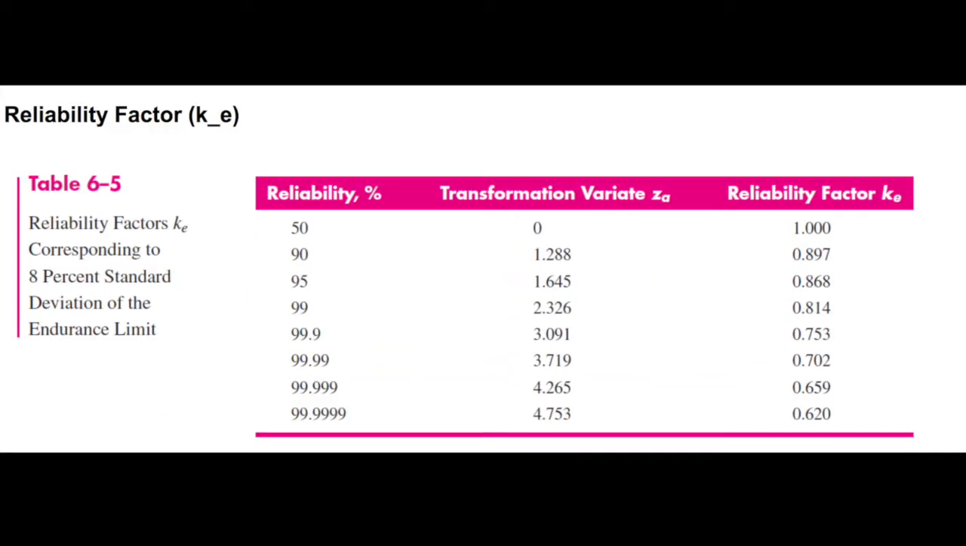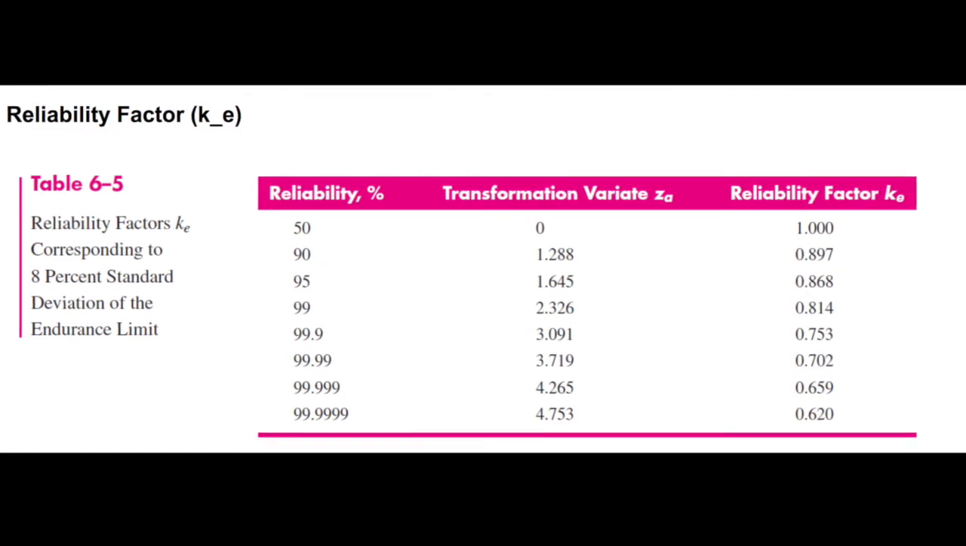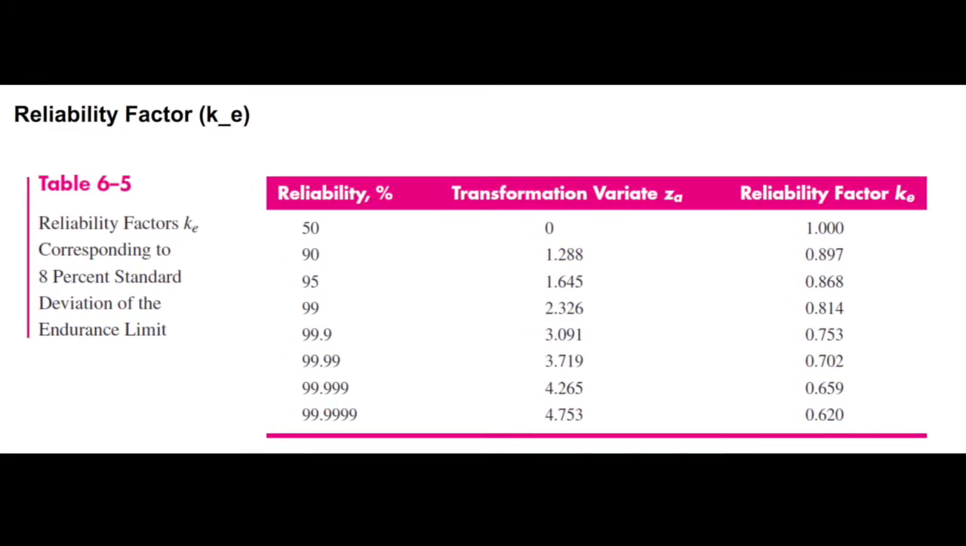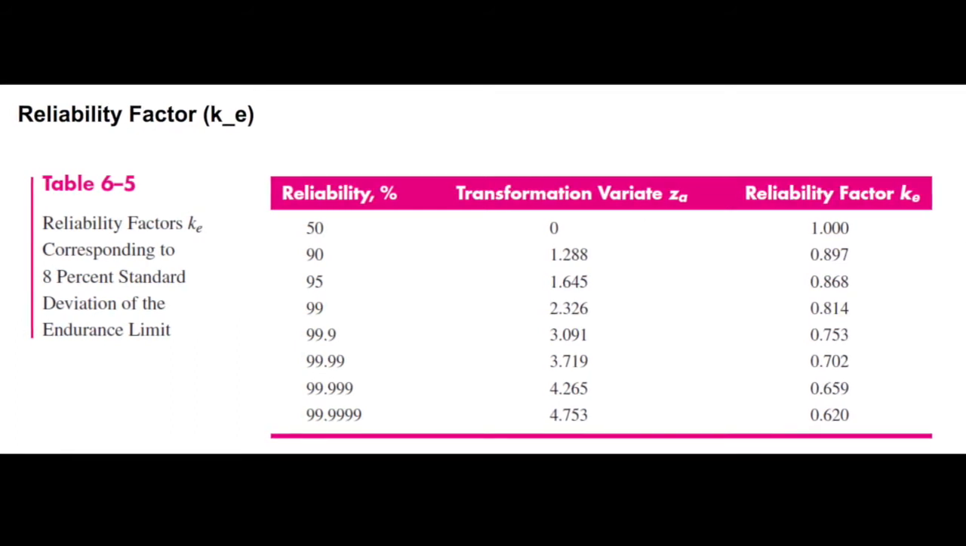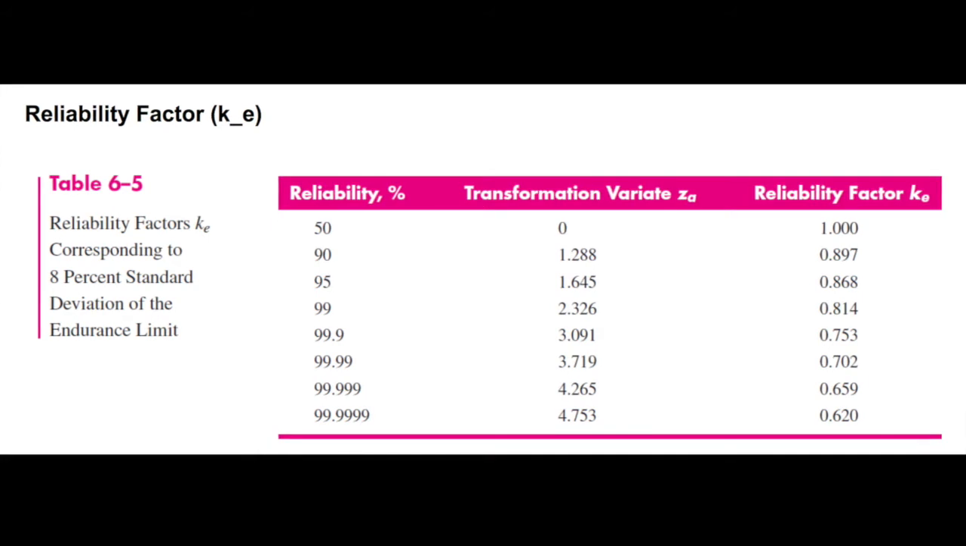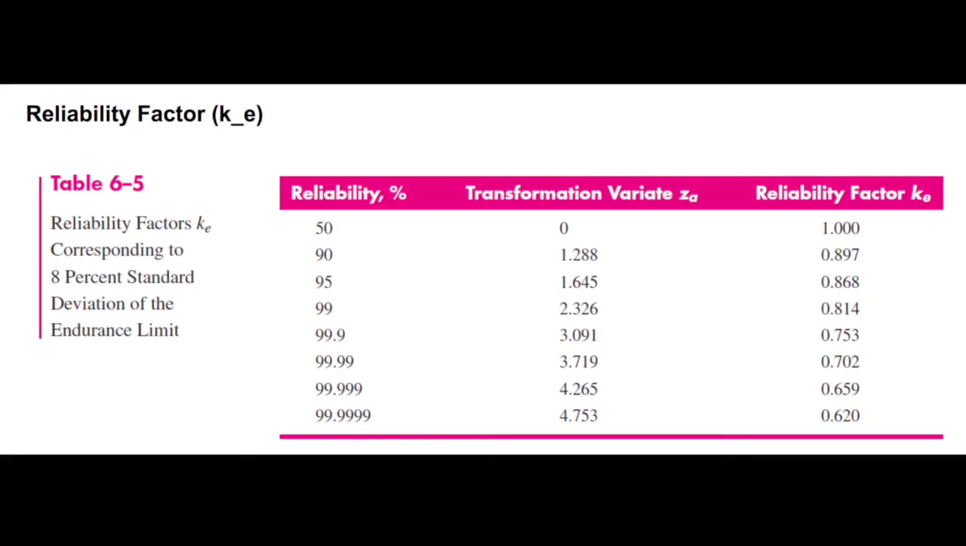The reliability factor K sub E captures the desired precision of the endurance limit. You can set the percentage at which you are confident that the endurance limit is correct, and then use the below table to calculate the reliability factor K sub E.